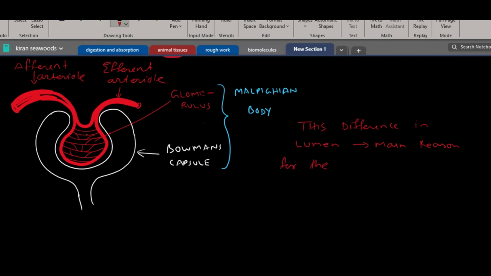for the pressure required for filtration. So narrower lumen and wider lumen difference creates the pressure because of which the filtration will occur. So as you can see, it's a normal physics phenomena applied. The filtration occurs.